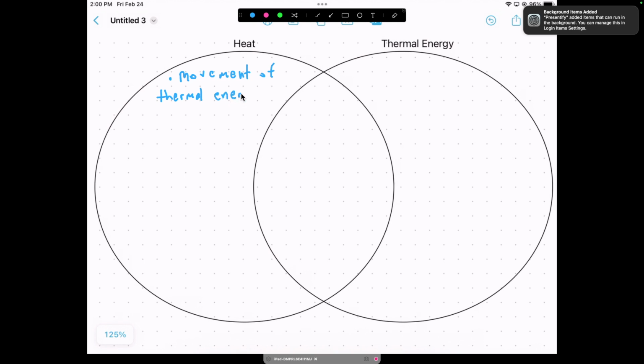Now you'll see right off the bat that I'm using the word thermal energy in heat. So it's important that we define what thermal energy is. So let's jump over and do that really quick. Okay, now thermal energy and heat, of course, are related, but thermal energy has a lot to do with the kinetic energy of the particles or the molecules in a substance or an object.